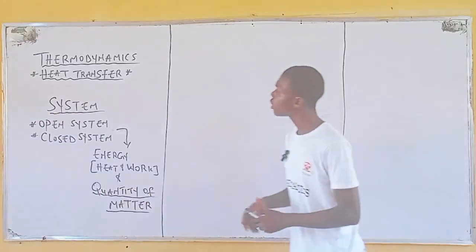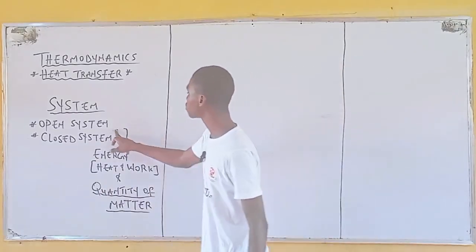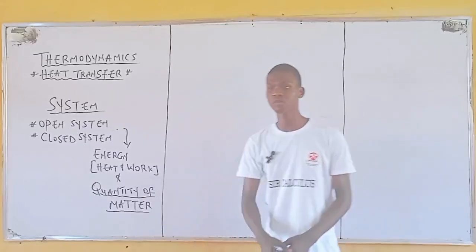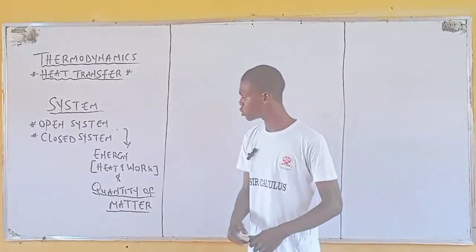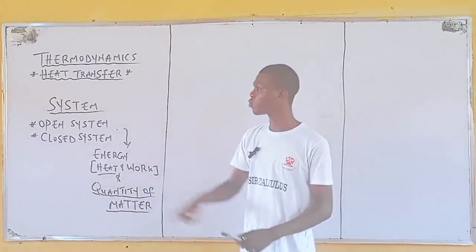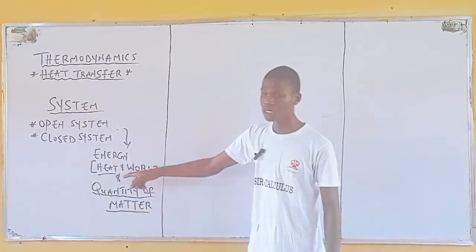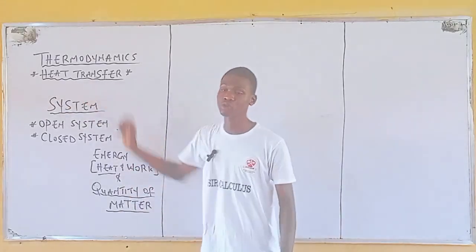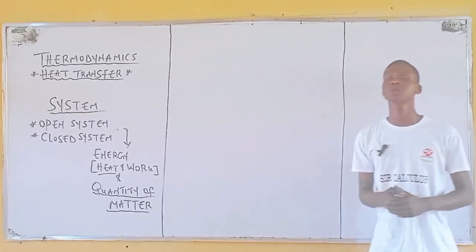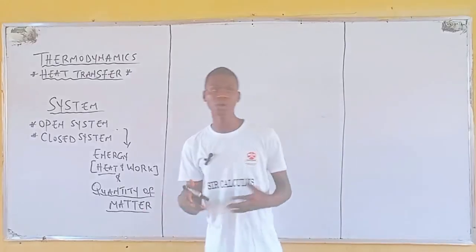Now we said under open system and closed system, what distinguishes between them is energy in form of heat and work, and quantity of matter, right? So why are we doing all this? We are doing all this because we want to understand what it means. With the understanding of what it means, we can relate it to heat transfer, right? Now, by definition, what is heat?